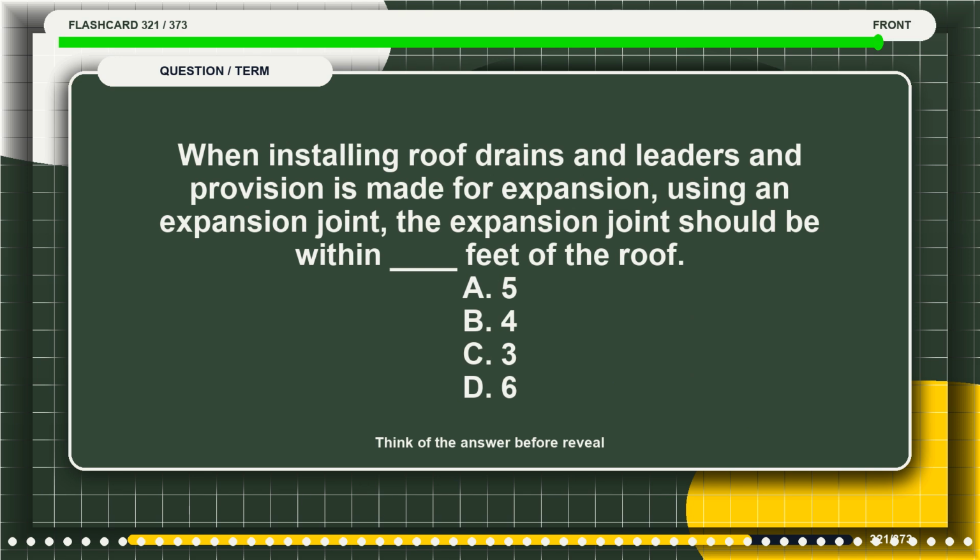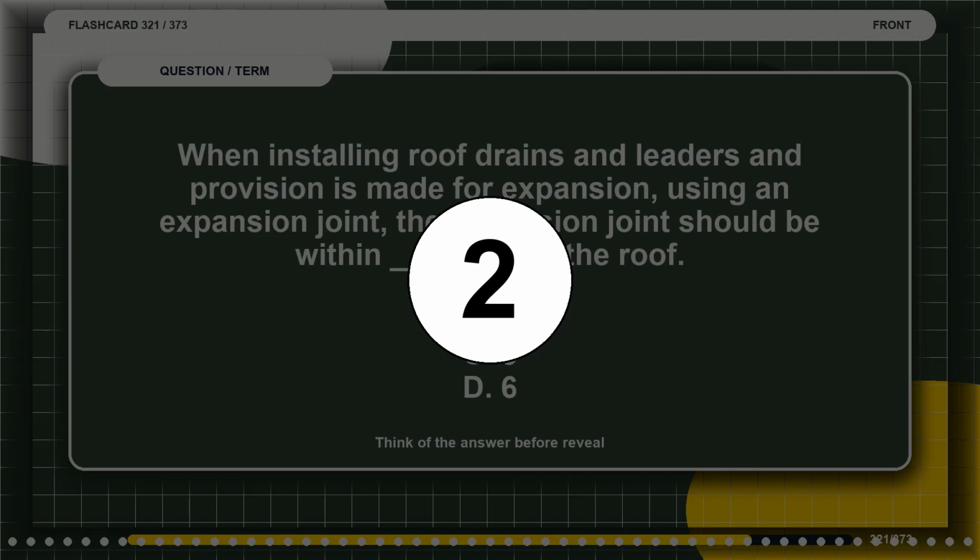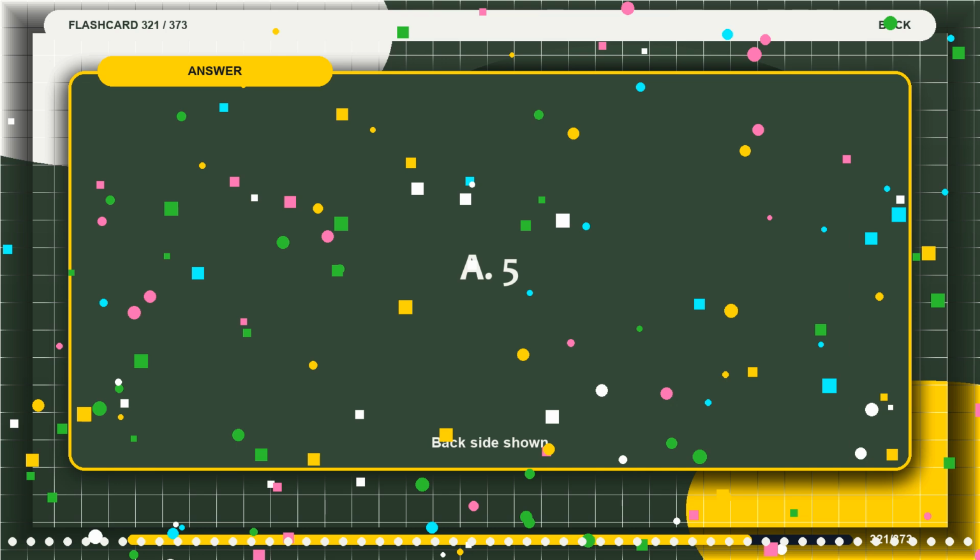Flashcard 321. When installing roof drains and leaders, and provision is made for expansion using an expansion joint, the expansion joint should be within blank feet of the roof. A. 5, B. 4, C. 3, D. 6. Think of the answer before the reveal. The answer is A. 5.